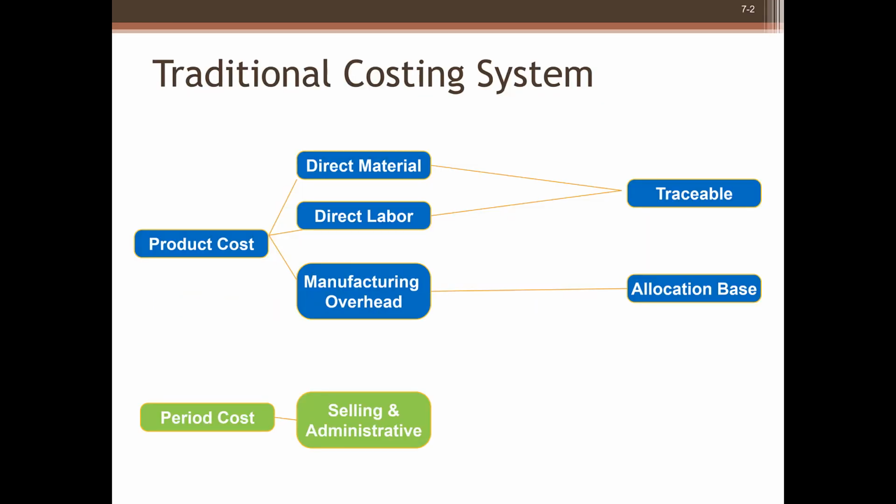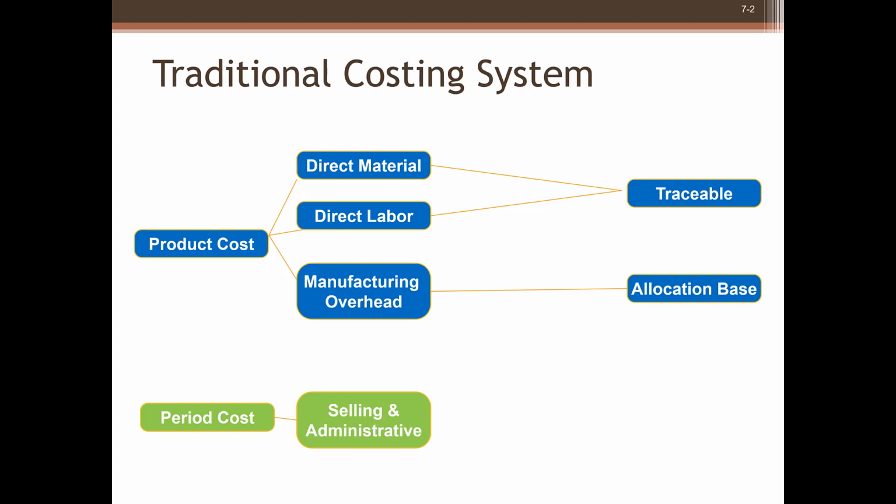In a traditional costing system, such as job order costing, which we've learned, product costs include direct material, direct labor, and manufacturing overhead. Direct material and direct labor costs are directly traceable to jobs or products. Manufacturing overhead costs will be allocated to jobs or products. Period costs, such as selling and administrative costs, will not be assigned to cost of product. They will be expensed immediately.